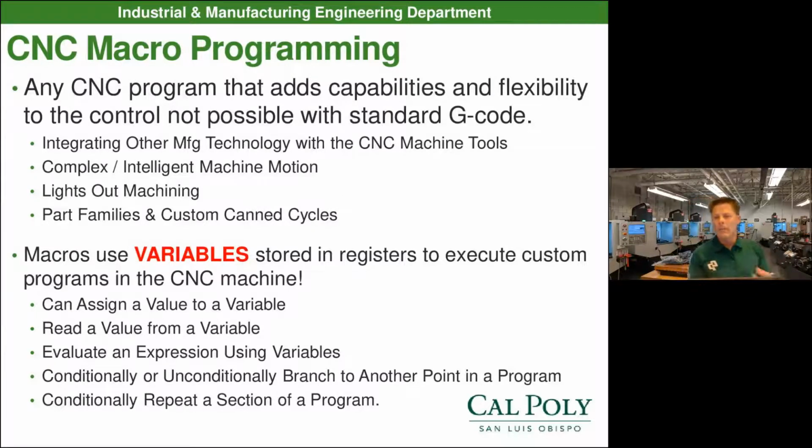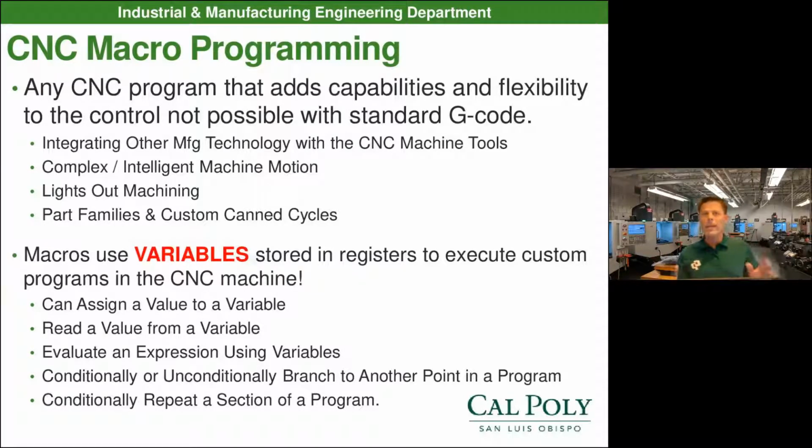So macros allow us to integrate other manufacturing technology with the CNC machine tools. It allows us to do complex or intelligent machine motions. Based off variables in my control, I can branch off to different points in my program based off the data that I'm seeing at that time. Or I could perform lights out machining as well with these macros.